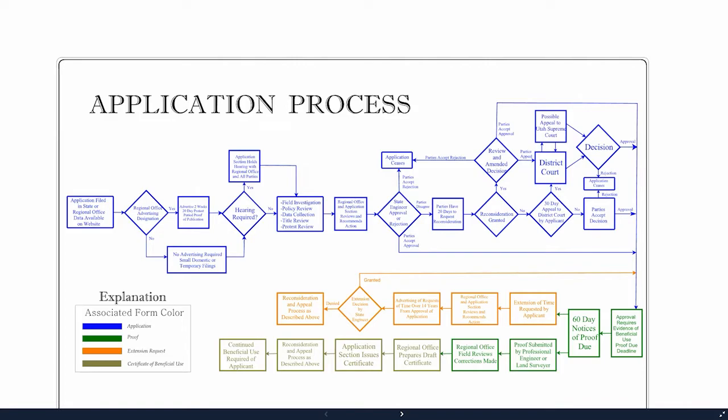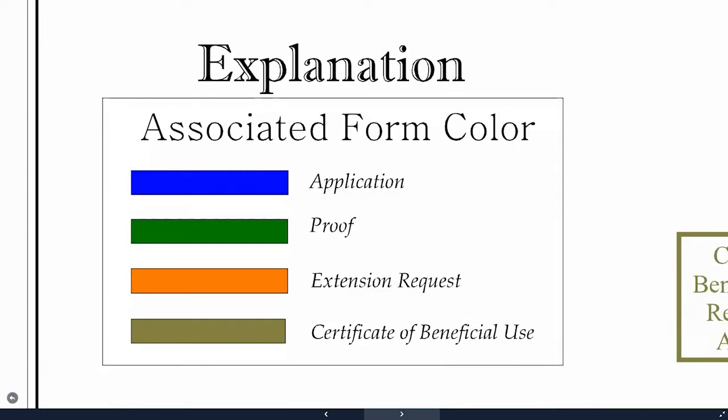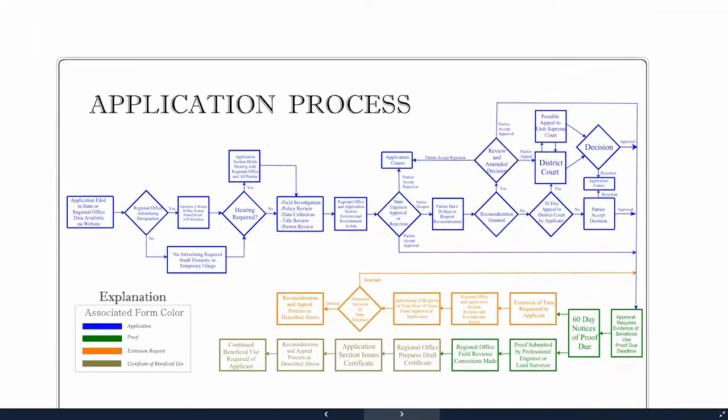Part one of this video series covers the application process from filing to decision of the state engineer, which is shown in the first portion of the blue section of this chart. Part two of this video series describes what happens to an application after the decision is rendered and the administrative remedies parties may seek if they disagree with the decision. This is shown in the second part of the blue section of this chart.